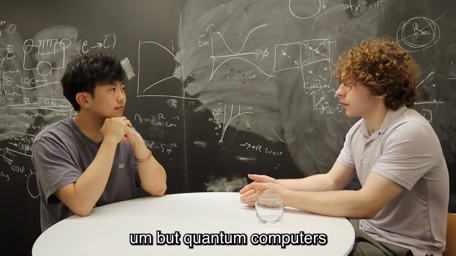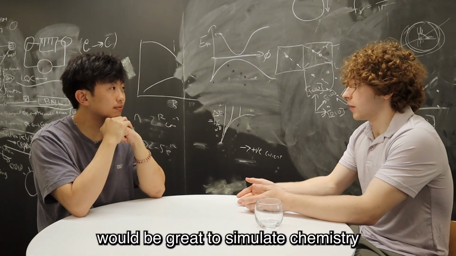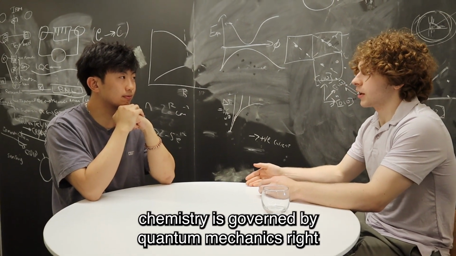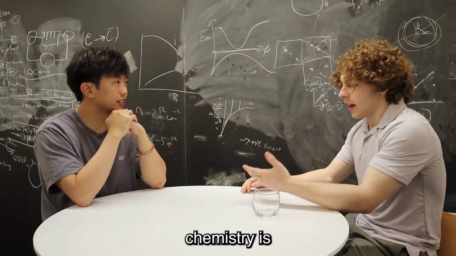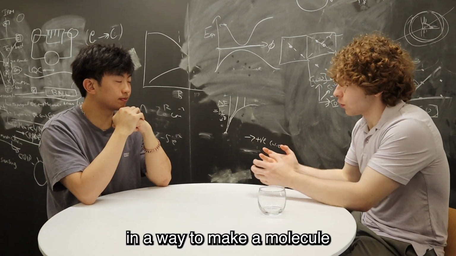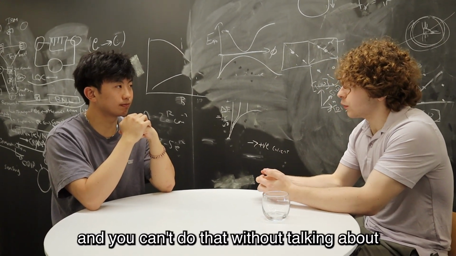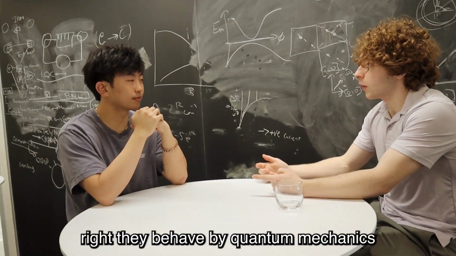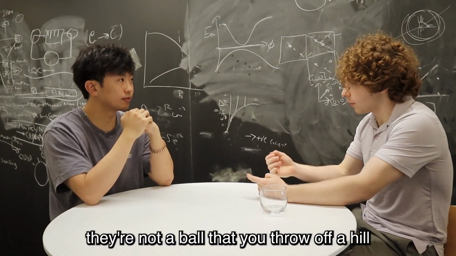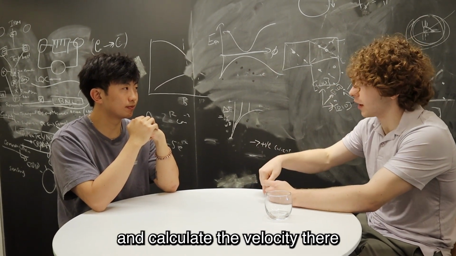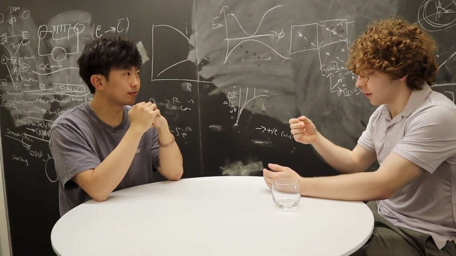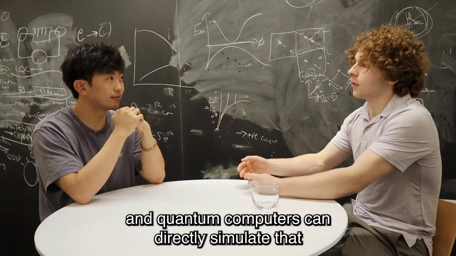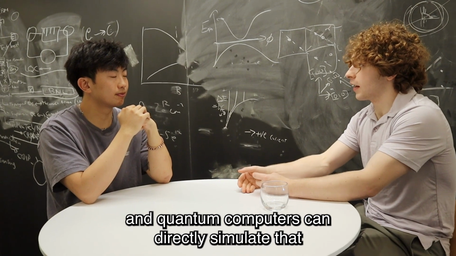Quantum computers would be great to simulate chemistry because at a fundamental level, chemistry is governed by quantum mechanics, right? Chemistry is how this atom interacts with that atom to make a molecule, and you can't do that without talking about the electrons. The electrons are fundamentally quantum particles. They behave by quantum mechanics. They're not a ball that you throw off a hill and calculate the velocity. They're quantum particles, so you need to describe them with quantum mechanics, and quantum computers can directly simulate that.